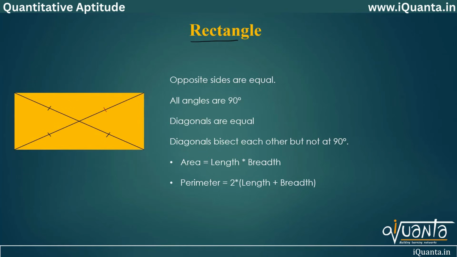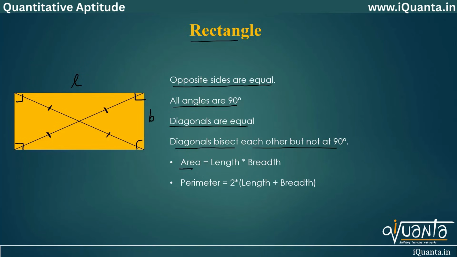So a rectangle is basically like a square, but a rectangle has length and breadth. This is the length of the rectangle, this is the breadth. Again, all interior angles of a rectangle are 90 degrees, but unlike a square, it doesn't have length equal to breadth. In a square we have length equal to breadth. So the first thing we can say about a rectangle is opposite sides are equal. That is applicable in squares as well. All interior angles are 90 degrees. Diagonals are equal here also. Diagonals bisect each other but not at 90 degrees. So we can see here that diagonals are bisecting each other but not at 90 degrees.